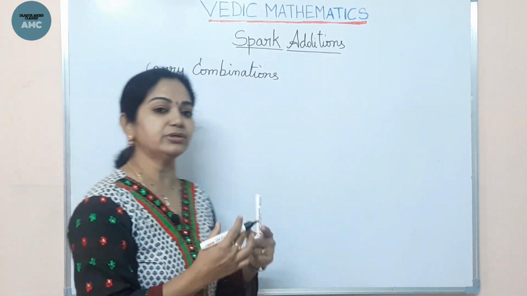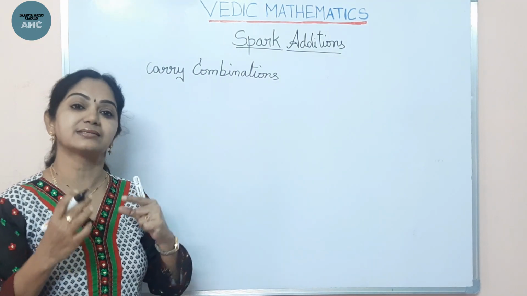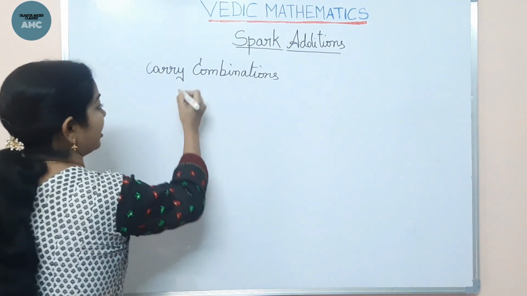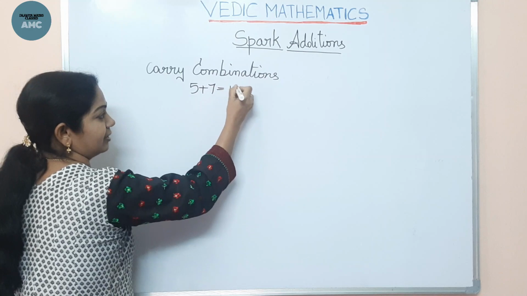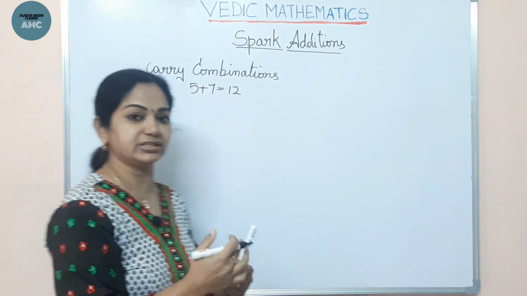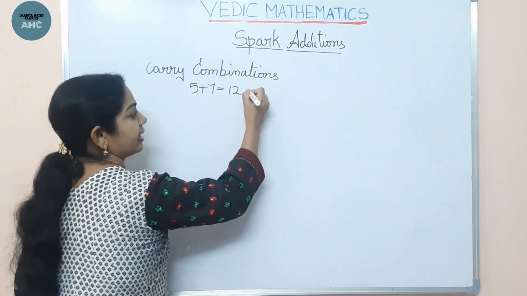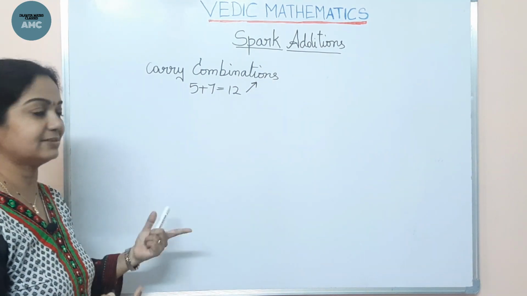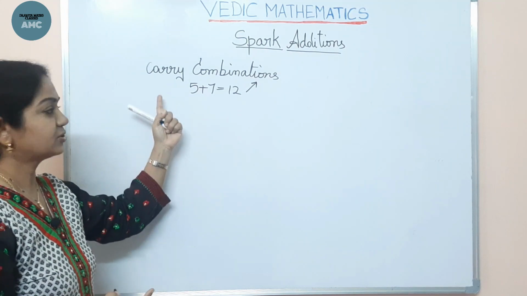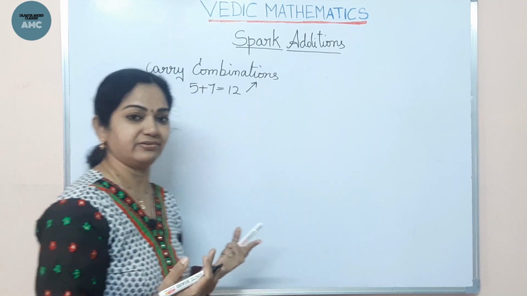That means we are all aware of carry in our additions. When two single-digit numbers are summed up, like 5 plus 7, that comes to 12. That means it is a two-digit number, more than 10. So this is called a carry combination. Simple as any other thing. So carry means a two-digit number more than 10, right?